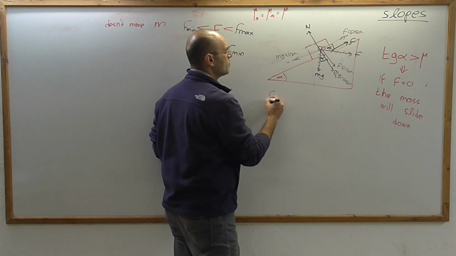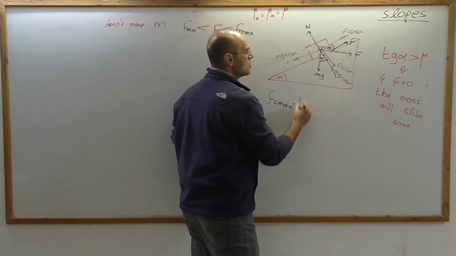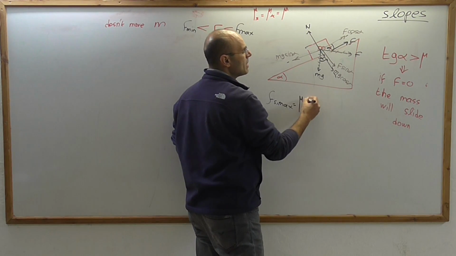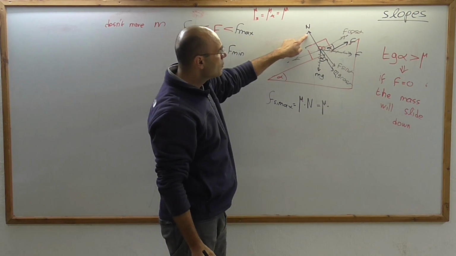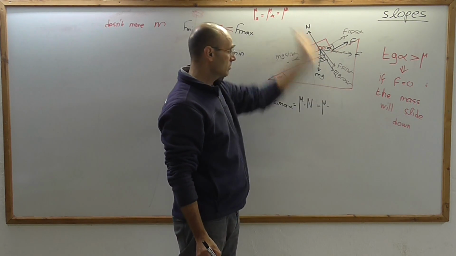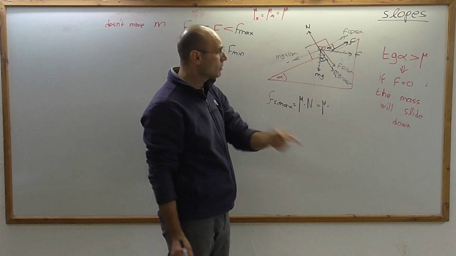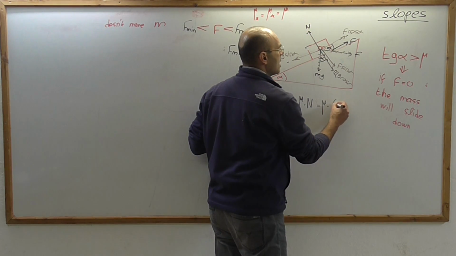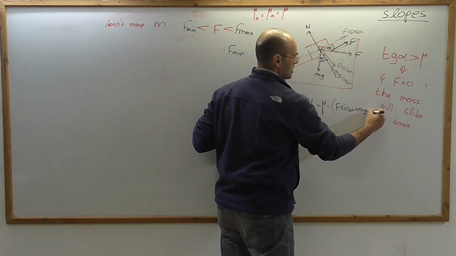Let's calculate the friction force, the F static max. F static max is mu static, which is mu, multiplied by the normal force. So it's mu multiplied by the normal force, which equals that plus that, because in this axis it doesn't go up nor down. So according to the first law of Newton, it will be F sine alpha plus mg cosine alpha.